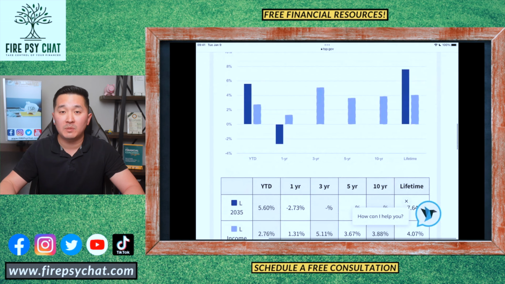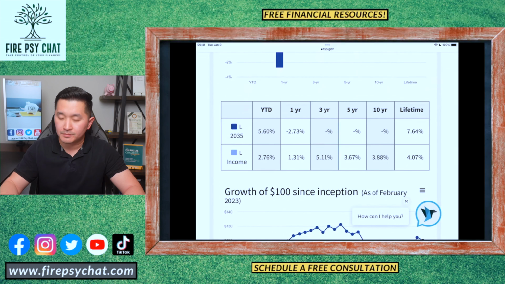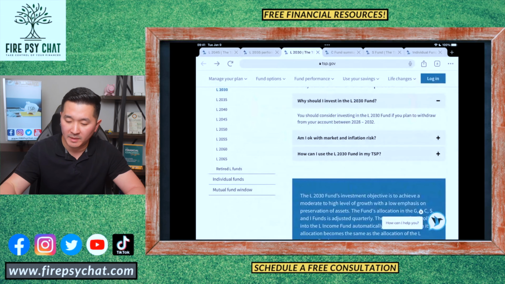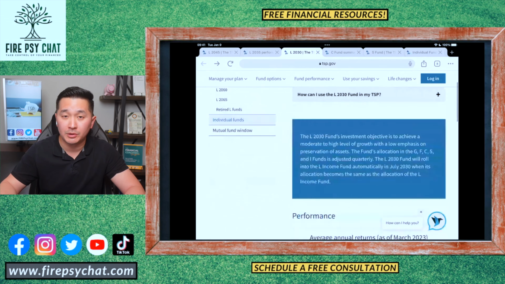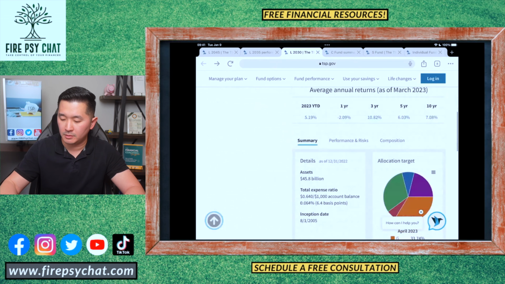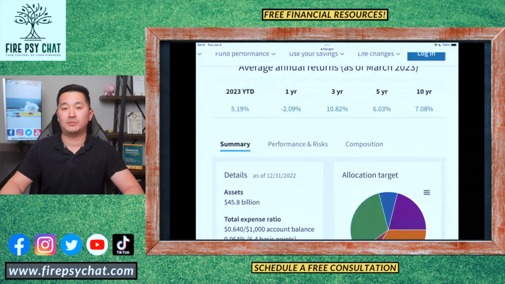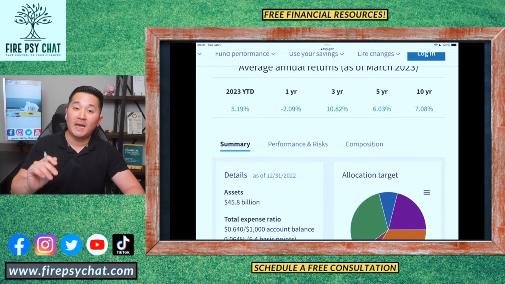And I choose to be more exposed to stocks than bonds while I'm still in my 30s. It makes sense. Now, let me show you the 2030 life cycle fund here. Look at the 10-year annualized return. It's only 7.1%, 7.08%, if you compare that to the C fund at 12%.